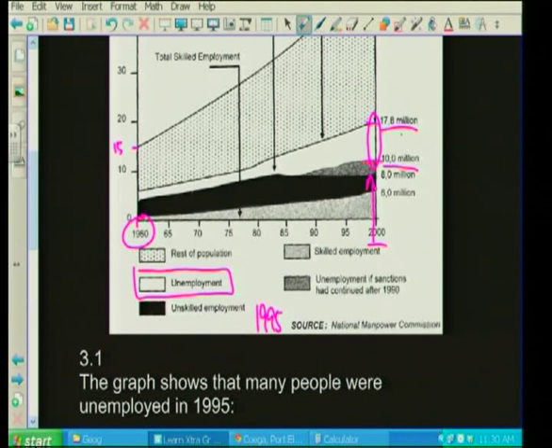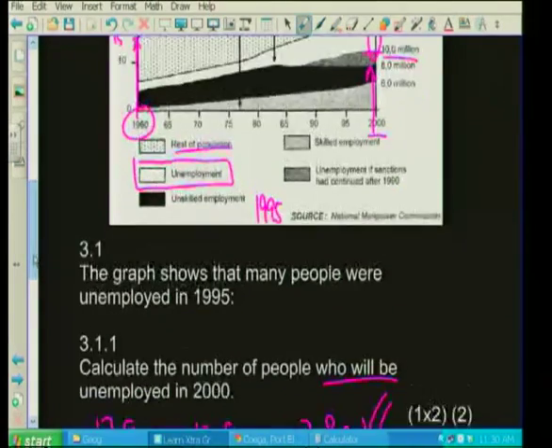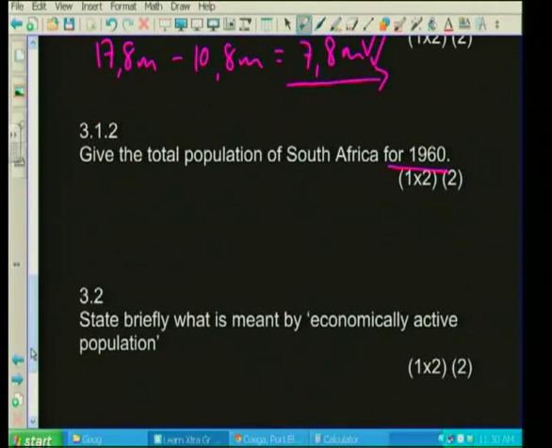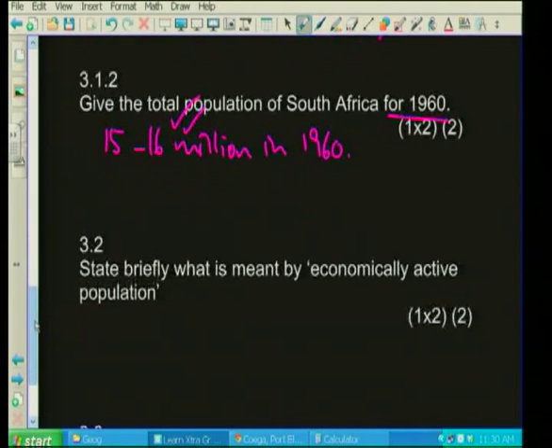If we read up on the scale, the top of that line, which is the total population, is going to be between 15 and 16 million people. Now, if you're not sure that it's exactly 15, then just say between 15 to 16 million people is how many South Africans there were in 1960, and that'll be sufficient. They do give you leeway in the exam, and they will allow that for the full marks.